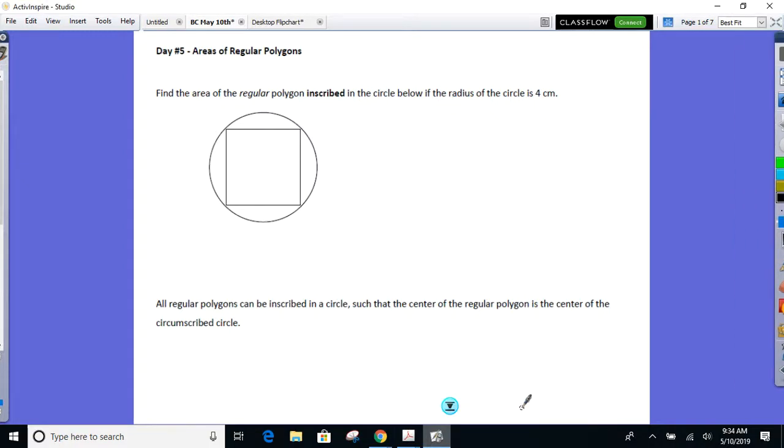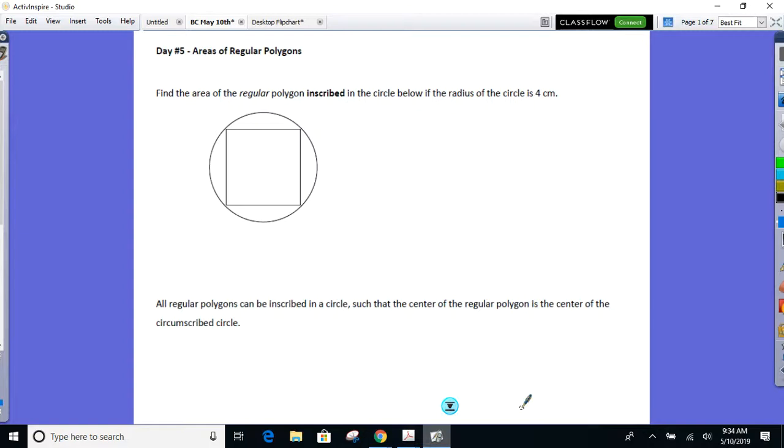Okay. This is how I'm going to start class off today. I'm just going to leave it wide open. You and your group right now, go ahead, that first example. You got a regular polygon inside the circle, and the radius of the circle is 4. Can you find the area of that polygon? And I don't want people giving up here. I want you to try different methods here.